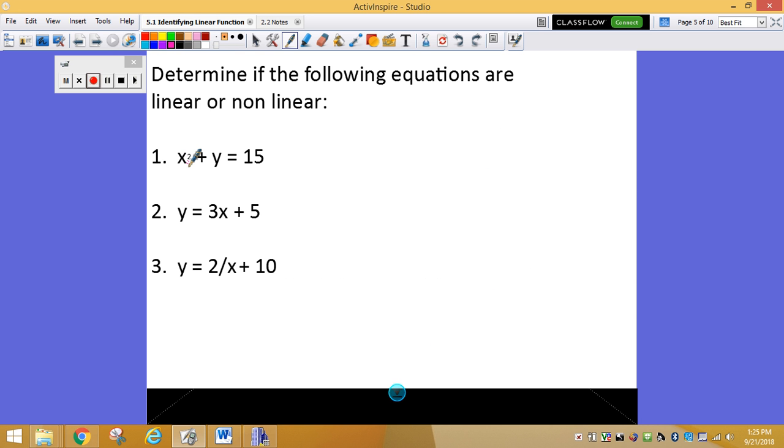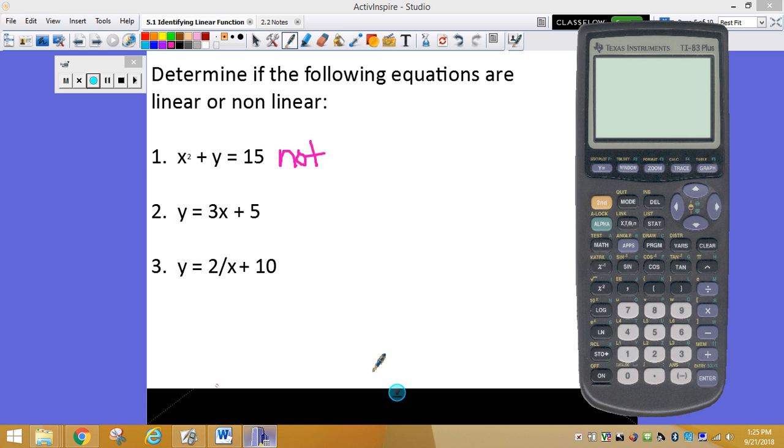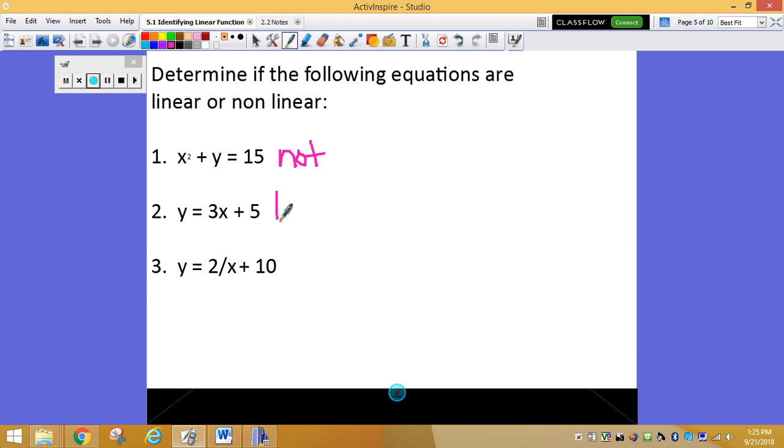Here, number 1 is not in y equals form, so I'm just going to use my rules. Is there an exponent bigger than 1? Yes, it's an x squared. So this one is not linear. This one is nice. It's in y equals form, so I'm going to graph it real quick. You go to y equals, I'm going to type in 3x plus 5. I'm going to hit graph. Does that make a nice pretty straight line? It sure does. So this one is linear.